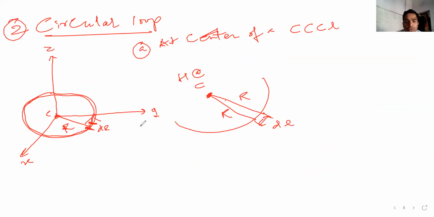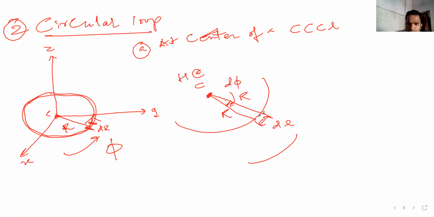Okay, so suppose I use the cylindrical coordinate system here. If I measure my phi in this direction, so this becomes my small d phi.